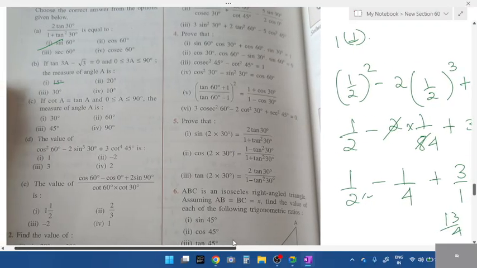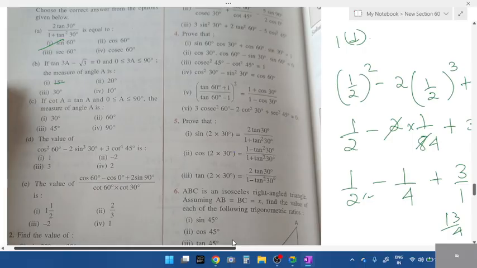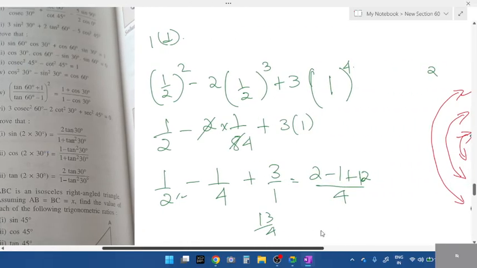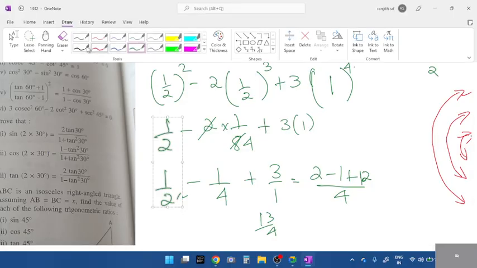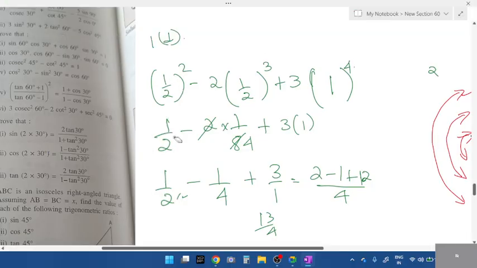Cos 60 degree. What is wrong? Cos 60 is 1 by 2, okay, I made a mistake. When you open the bracket, what do you get here? 1 by 4, right? Square, Shasha, I didn't see that square. Can you see the first one I've written 1 by 2? But it's actually 1 by 4.